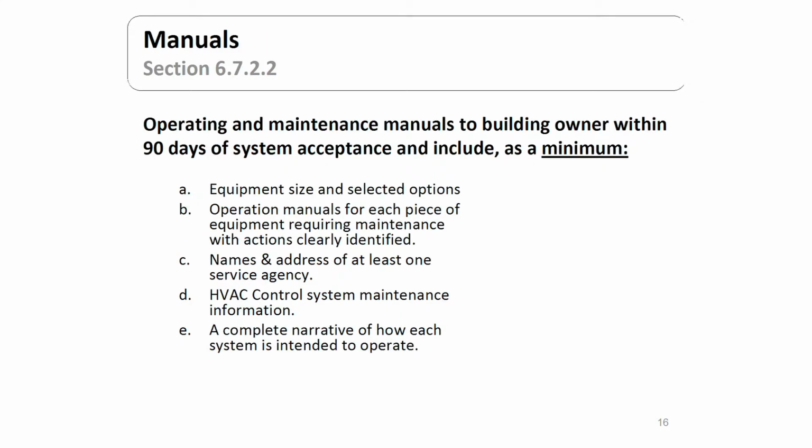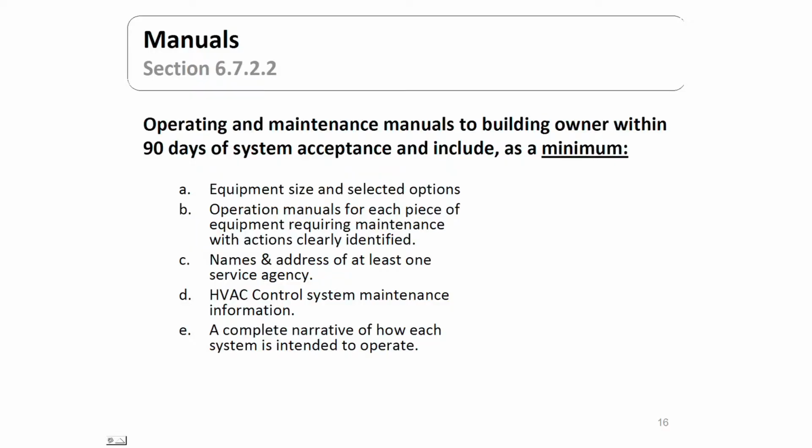Under the manuals, these also have to be provided within 90 days of acceptance. It has to show the equipment size, operating manuals for each piece of equipment requiring maintenance. The actions have to be clearly identified. And here's one I think is especially important: the name and address of at least one service agency. That really is useful to the building owner in case of equipment failure in the future. HVAC control, system maintenance information. And finally, a complete narrative of how each system's intended to operate.